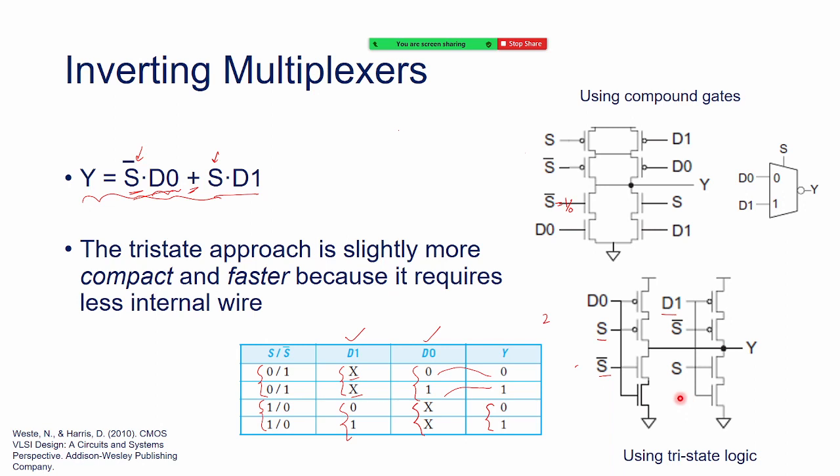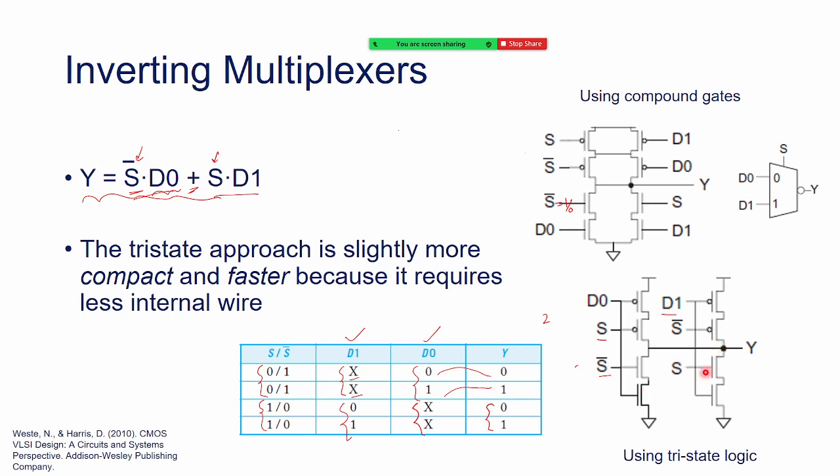Now look at the top arrangement. Some changes here. Again I have S and S bar, D0 and D1, but a little change is there. The pull up network is a little different, just a proper rearrangement of the transistors. So this is how I took two tri-states, and then gave the output of the first tri-state to another tri-state. I connected them in this way at this node.